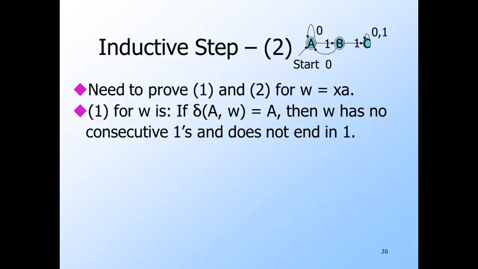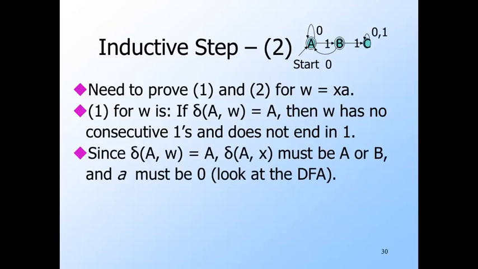Let's start with condition 1. That is, if delta of A and W equals A, then W is good. It has no consecutive ones, and it does not end in 1. How can you get to A by reading string X followed by symbol A? Well, look at the diagram. The only transitions into A are on input 0. That's this and that. So symbol A must be 0. That immediately lets us conclude that W does not end in 1. And furthermore, these transitions to A are only from A and B. Thus, X must get us to A or B.